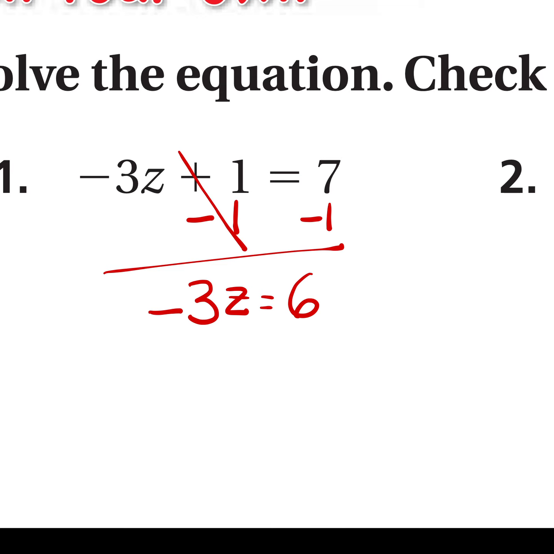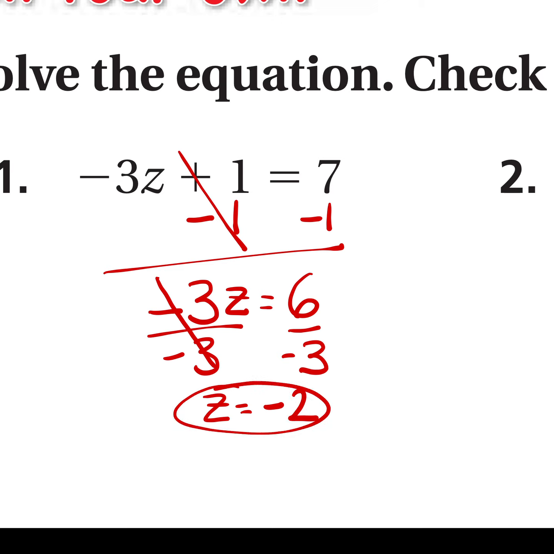Now how do I get z by itself? I do the opposite of what's happening to it. It is being multiplied by negative 3, so the opposite would be to divide by negative 3. Do that to both sides. Negative 3 over negative 3 is one whole, so those cancel out. z equals, now I've got a positive number divided by a negative number. There's only one negative sign, which means my answer is still going to be negative, and it's going to be 2, because 6 divided by 3 is 2. You can double check that by plugging negative 2 in for z. Negative 3 times negative 2 is positive 6. 6 plus 1 is 7.